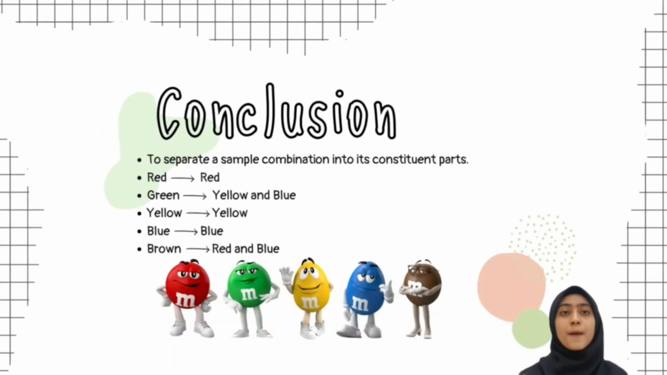In conclusion, paper chromatography is the separation of a sample mixture into its constituent parts. In this analysis, 5 M&M's candy colors have been used, which are red, green, yellow, blue, and brown. Firstly, red uses red dye, green uses yellow dye and blue dye, yellow contains yellow dye, blue has blue dye, and lastly, brown uses red dye and blue dye.